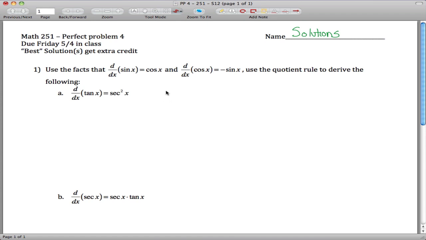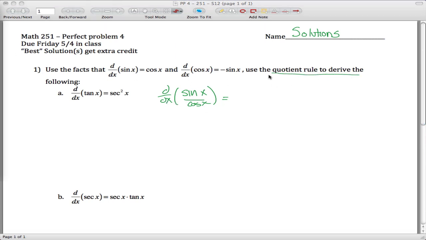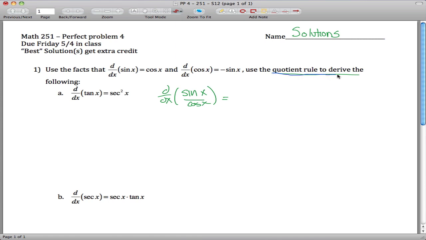Maybe you remember from Math 112 that the tangent is the same as sine divided by cosine. And if so, then we can use the quotient rule. Maybe I should write the quotient rule off to the side in a different color. What the quotient rule says, maybe in shorthand, is that the derivative of a function divided by another function is the derivative of the top times the bottom minus the derivative of the bottom times the top, all divided by the bottom squared.